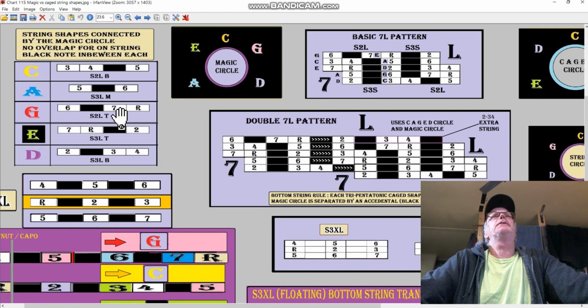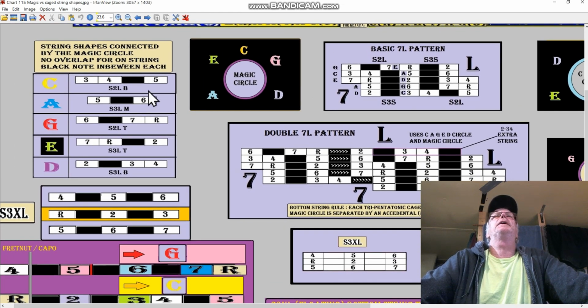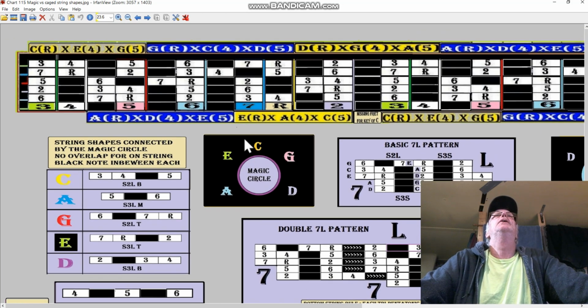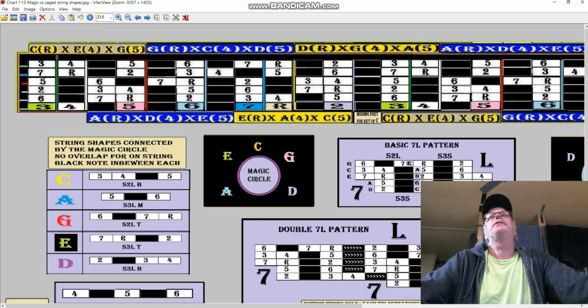So what's interesting about this chart is we're breaking into the world of assigning an entire cage shape, which would be all the trimmings. So if this is C, we're talking about all the trimmings of C, all the benefits of C, anything that can be played in this part of the fretboard. That is C. And we define that by the bottom string, usually.